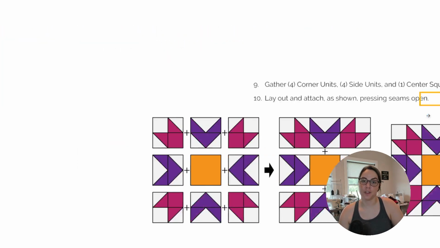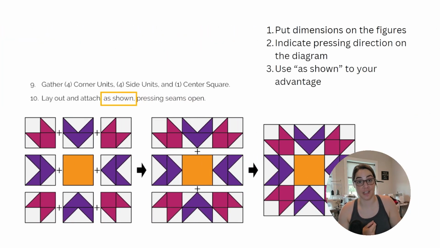The third tip I have for you is to use as shown to your advantage. So instead of trying to verbally describe every single step of the quilt block and how these pieces are coming together, you're just going to reference the figure diagram with an as shown. So instead of saying attach a corner unit to the left side of a center unit with all of the points pointing towards the center, you can just say layout and attach as shown. And then you look at the diagram and they know exactly what direction they're supposed to go. That's going to alleviate a lot of text that you would otherwise have to add.